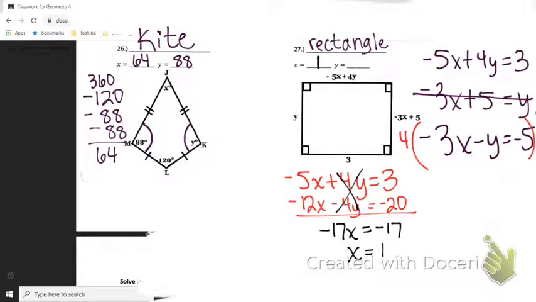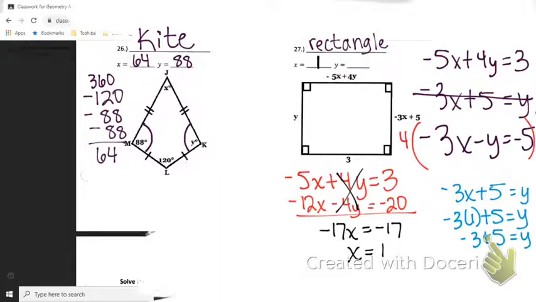I don't care which one you plug it into. In my opinion, it's easiest to plug it in to negative 3x plus 5 because initially we had set that equal to y. So if I go back to that, negative 3x plus 5 had been set equal to y. So if I plug in my 1 for x, it's going to give me y right away. Negative 3 plus 5 would give me 2.